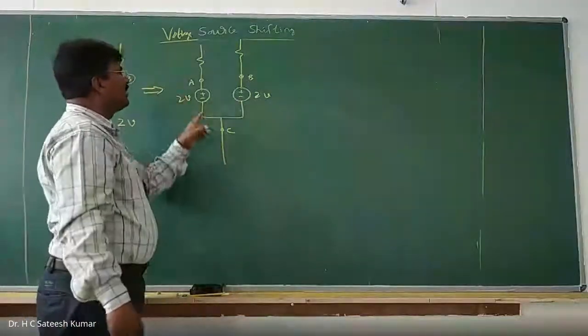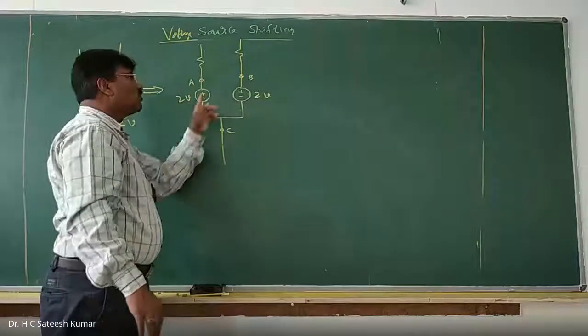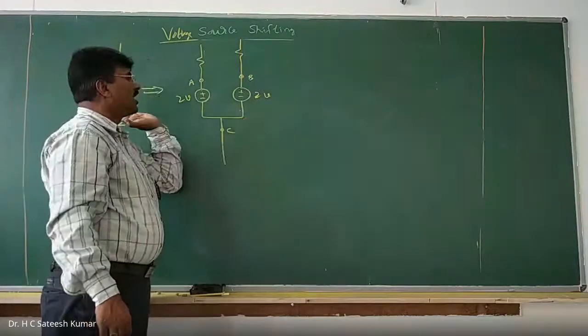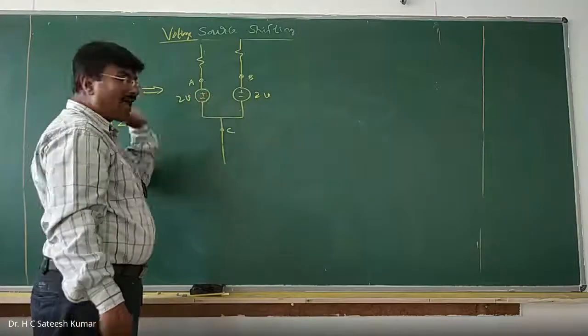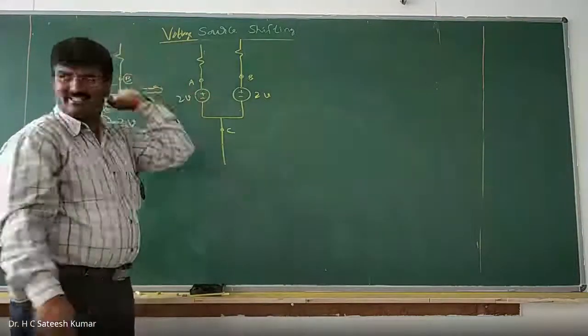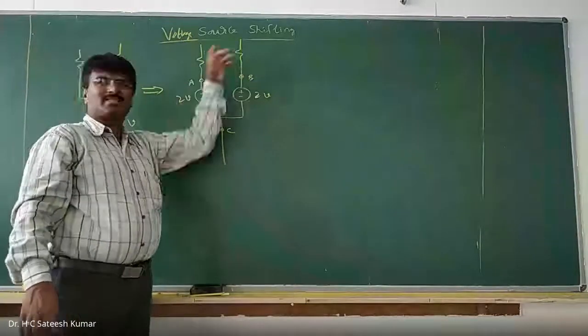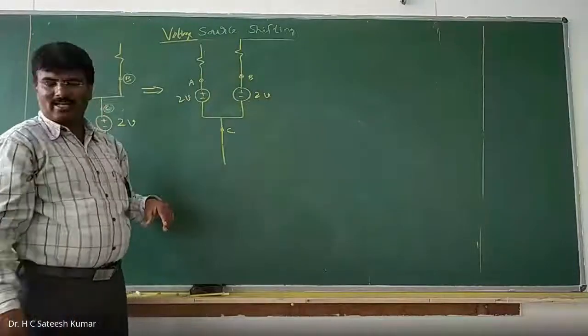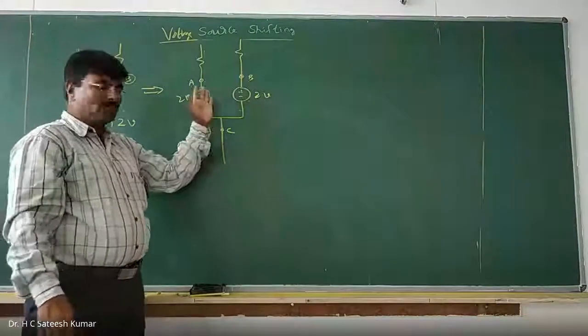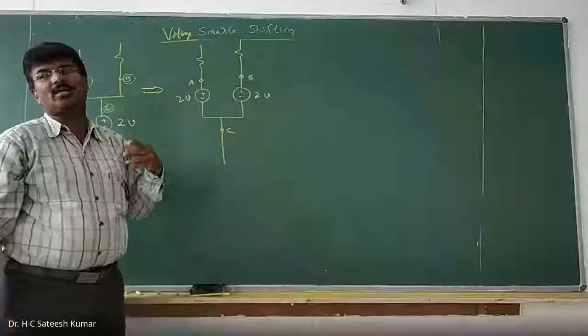Now what do we have? Voltage at this point is 2 volts. Voltage at this point is also 2 volts. And without disturbing, I have shifted. Now I have a voltage source in series with the resistance. If you want to simplify a parallel connection, what should you do? Convert them into current source. I can simplify it.